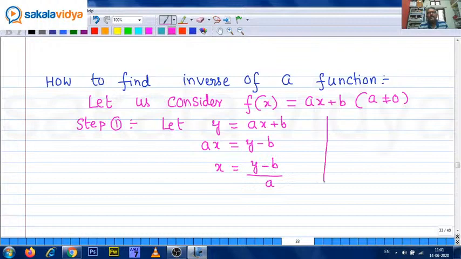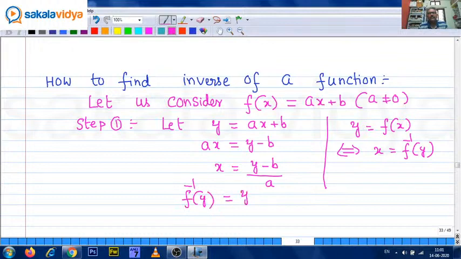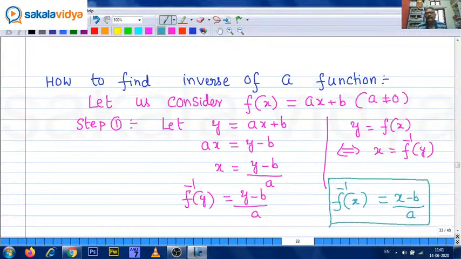Since y is equal to f of x, as we have discussed here, x is nothing but f inverse y. In the place of x, write down f inverse y. So f inverse y equals y minus b upon a. But y is the dummy variable. Y is the dummy variable means any variable we can replace. So therefore we get f inverse x equals x minus b by a. So this is the derivation. If f of x is equal to ax plus b, f inverse x is x minus b by a.